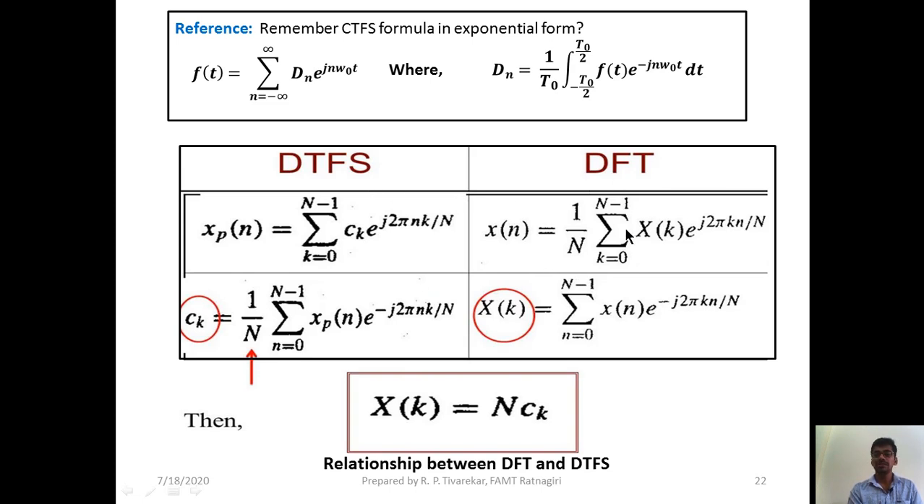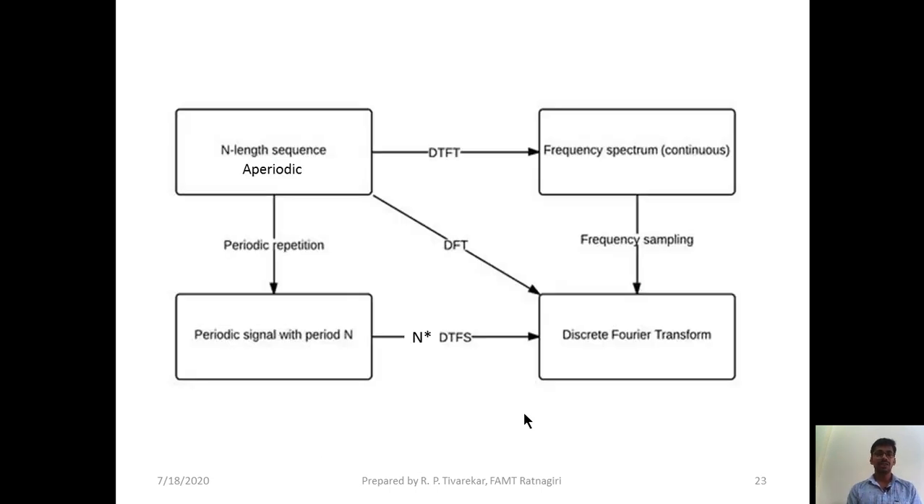What is DFT? DFT is x of n times e raised to minus j 2 pi by N times nk. And if you compare that with the DTFS equation, which is actually similar to the CTFS formula that we have already learned, then by comparing we see that the DFT coefficient X of k is equal to capital N times the DTFS coefficient Ck. Okay, so the relationship between DFT and DTFS has been established here. X of k is equal to N times Ck. So more precisely we can have this representation.